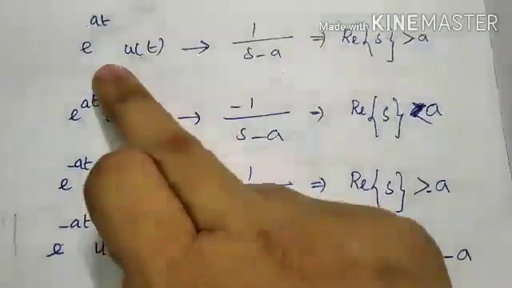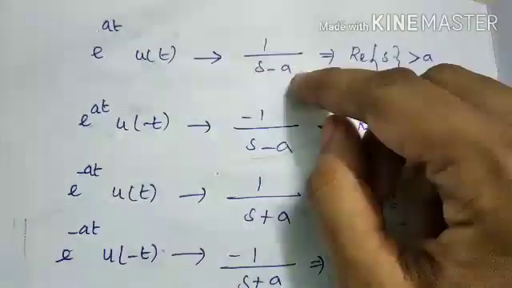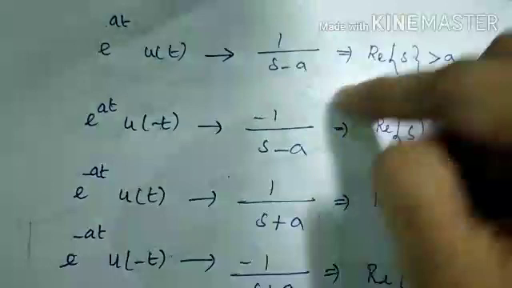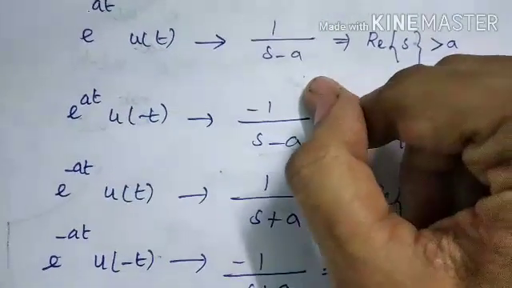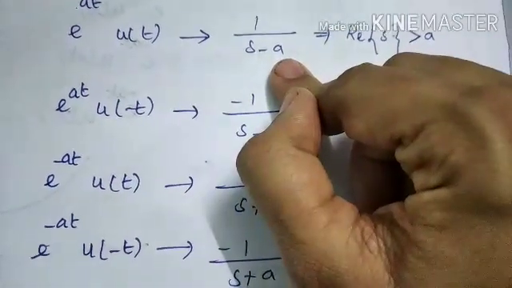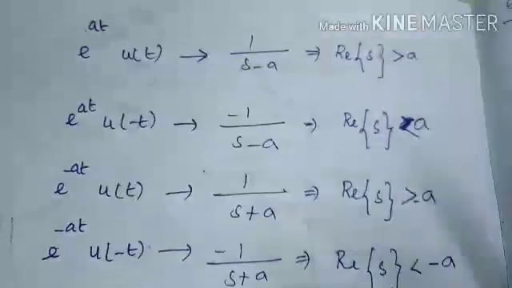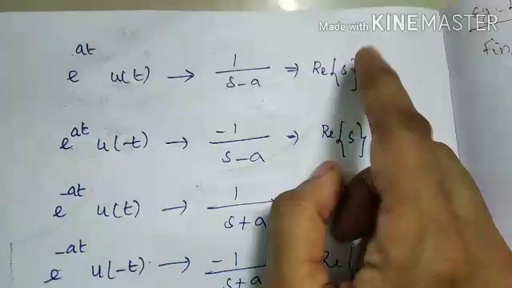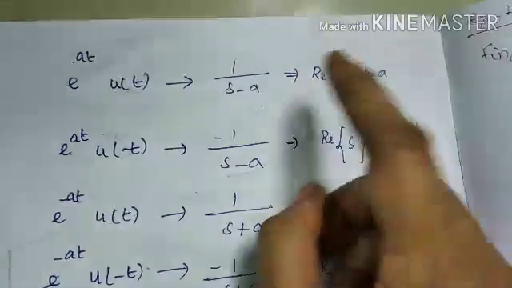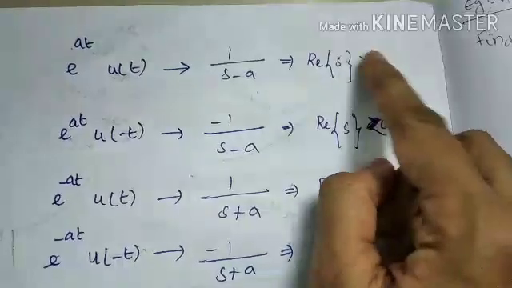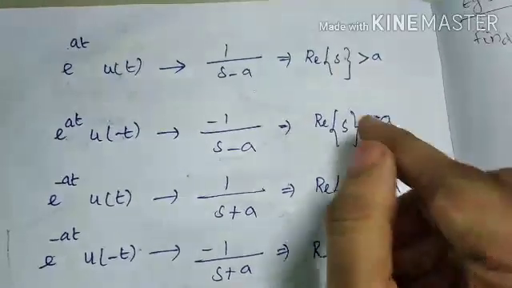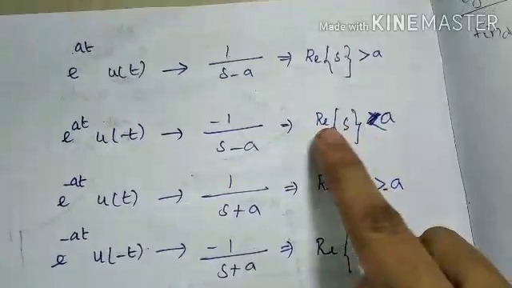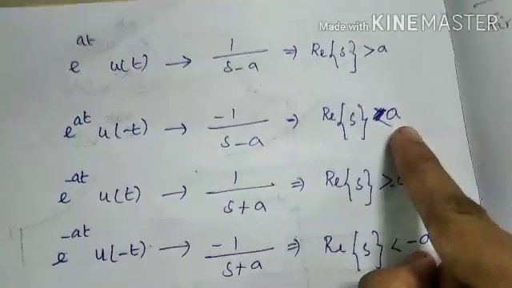So for e power at u of t, u of t can be written as 1 by s, and for e power at I substituted it as 1 by s minus a. It is a right-sided signal, so real part of s is greater than a. If it is a right-sided signal, it will be greater than. Here it is a left-sided signal, so the real part of s is lesser than a.